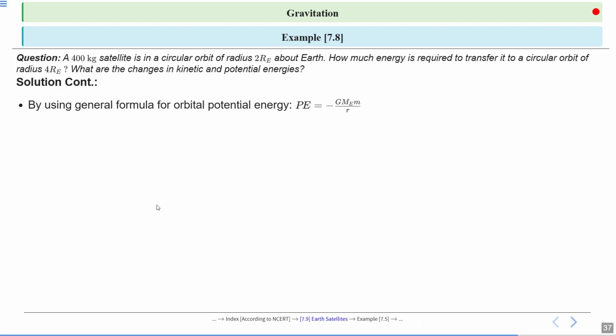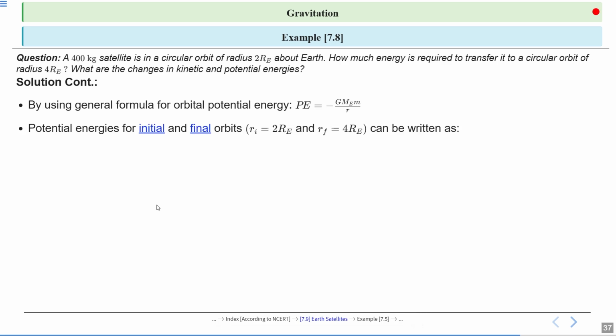Now, by using the general formula for the orbital potential energy, for the initial and final orbits it can be written as: potential energy initial is equal to −GMₑm/2Rₑ, and potential energy final is equal to −GMₑm/4Rₑ.